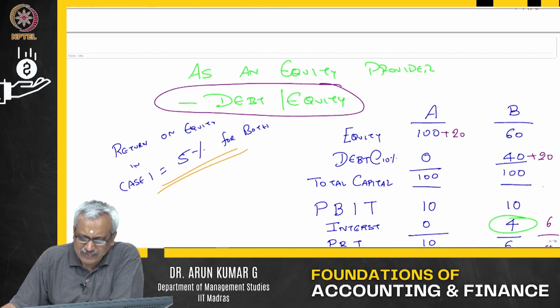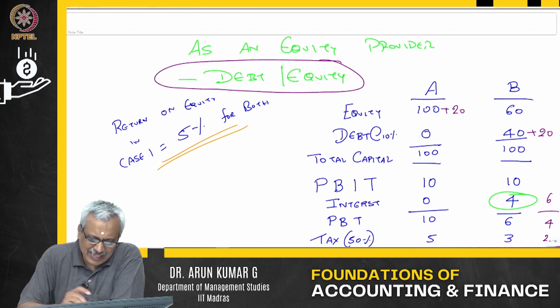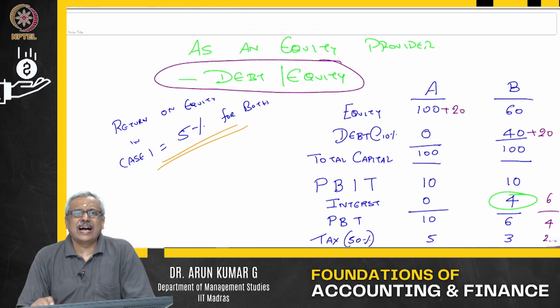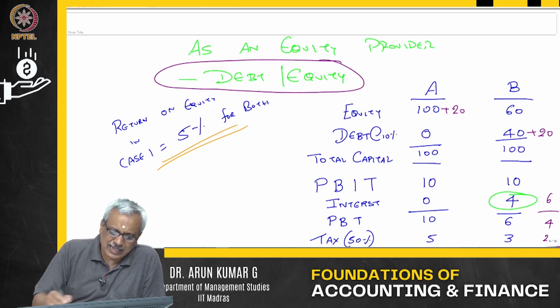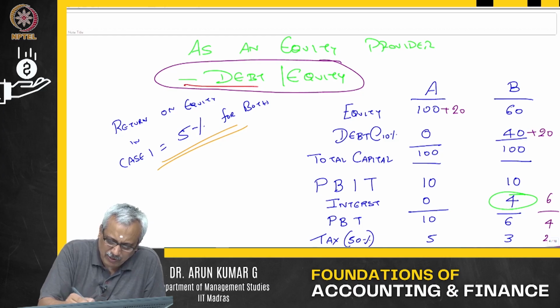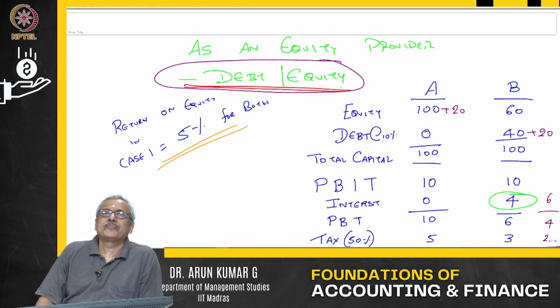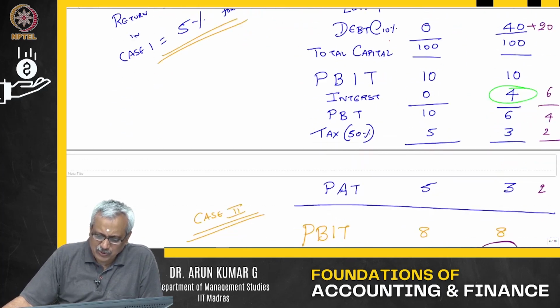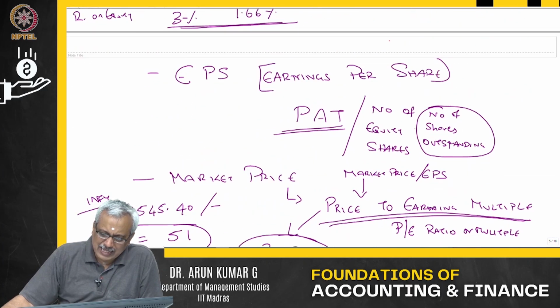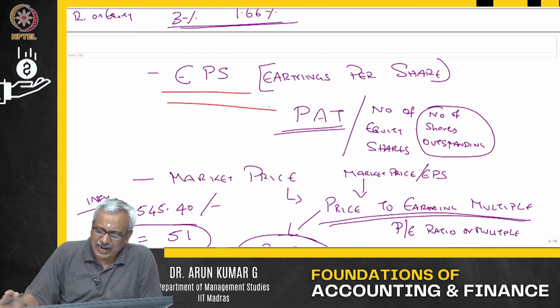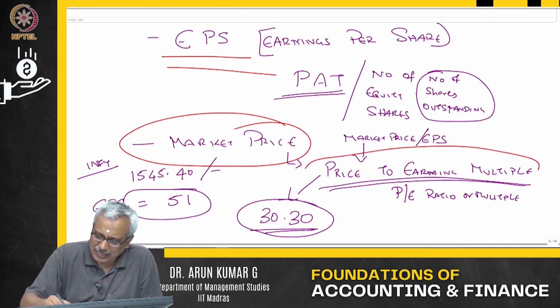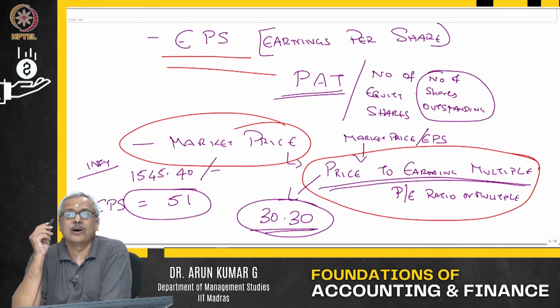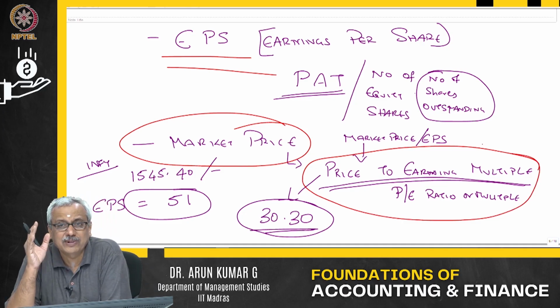Then we moved to the equity provider point of view. We looked at the risk aspect of the equity: as the debt component is higher in the capital structure, the risk of the equity holder keeps on increasing. So, we again looked at the debt and equity part of it from the equity provider point of view. Then I moved to the EPS, the earnings per share, and then we looked at the market price. Market price is known, and then I looked at calculating the PE multiple. These are the basic aspects that we looked at.